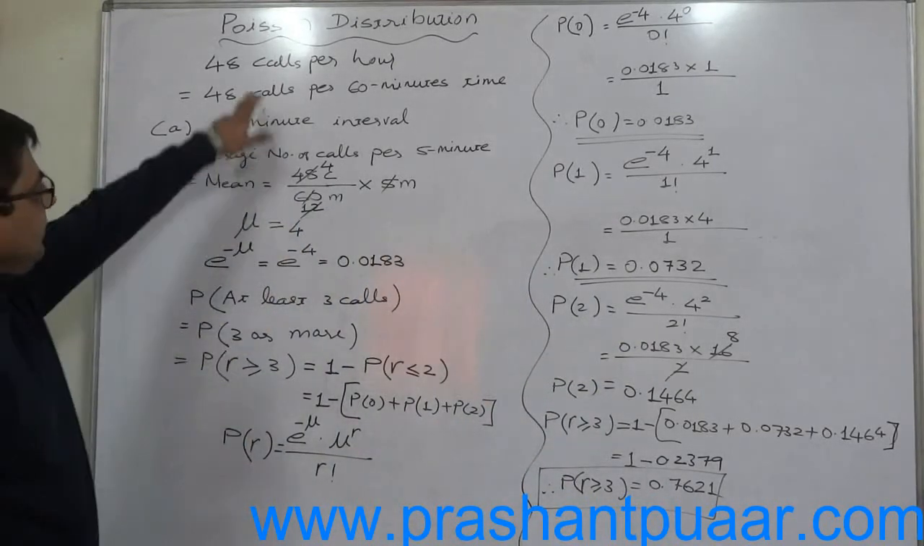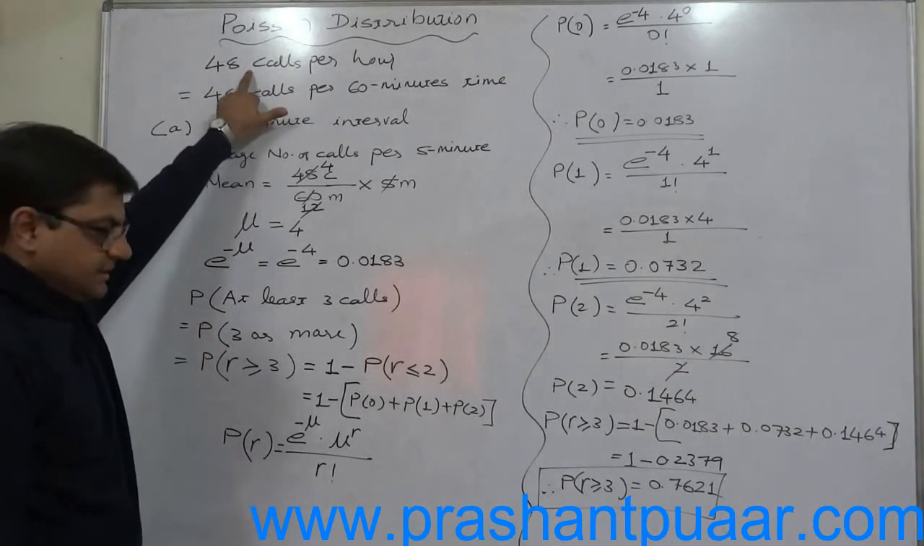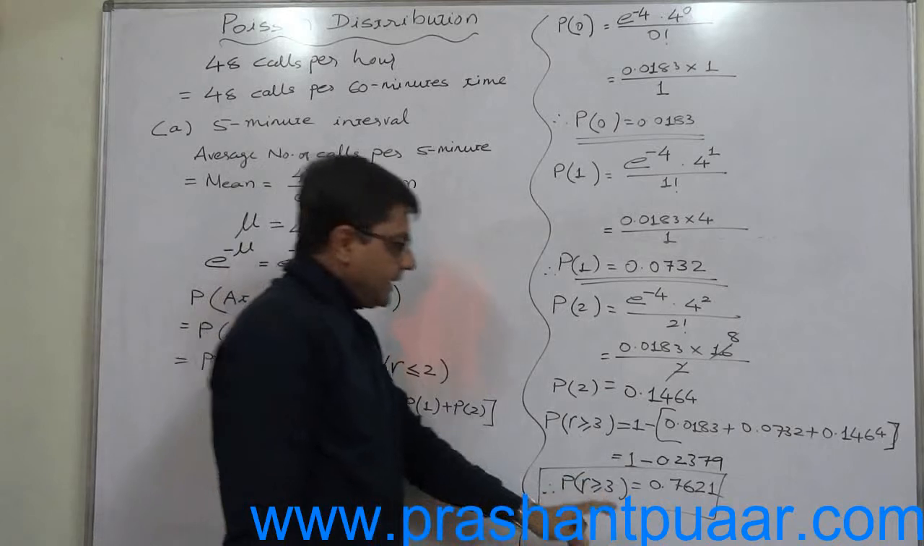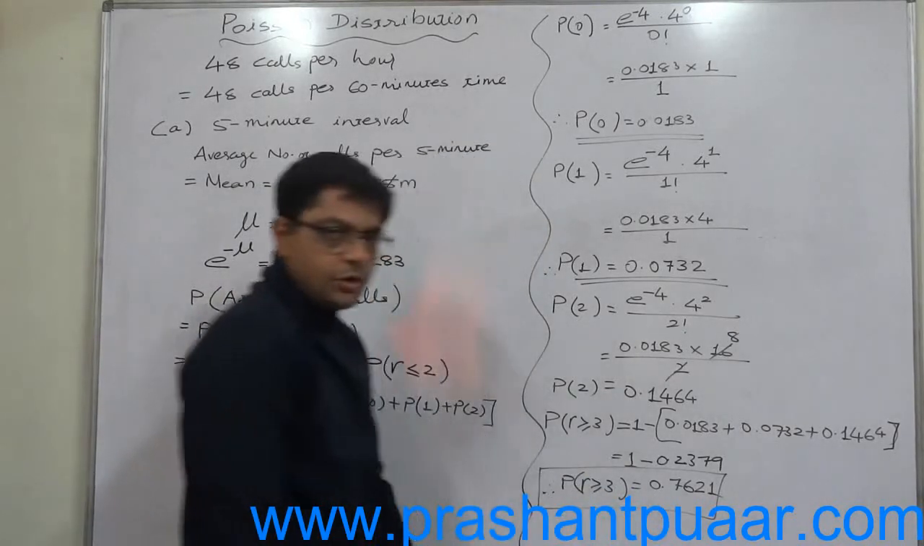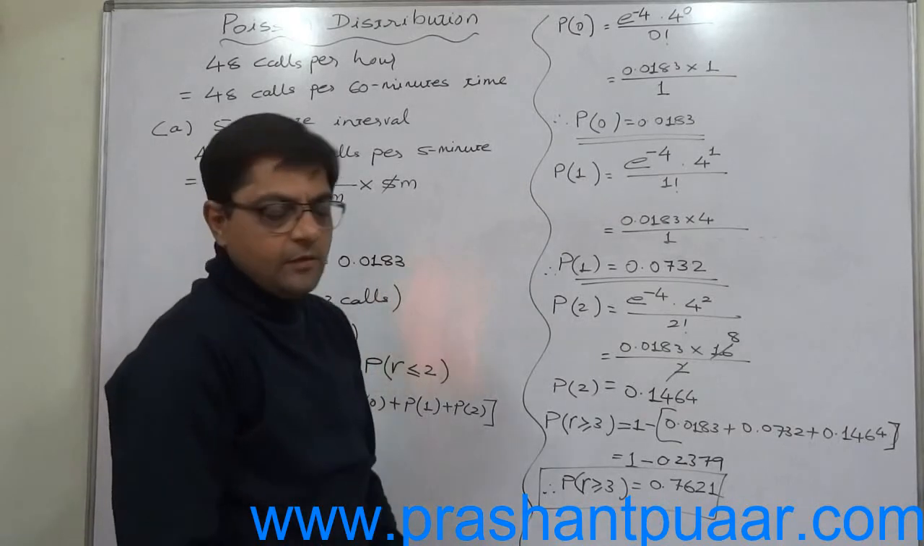The original data available was 48 phone calls per hour or per 60 minutes. Ultimately, we have now found the probability of at least 3 phone calls in the time span of 5 minutes.